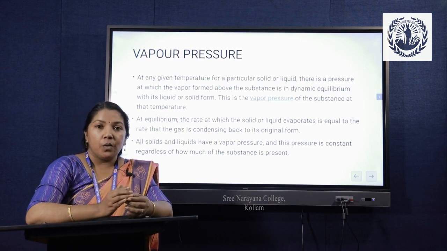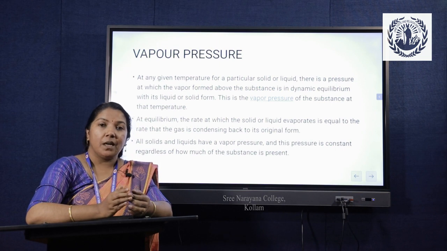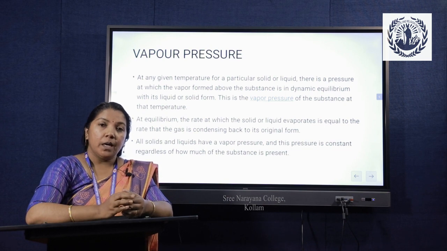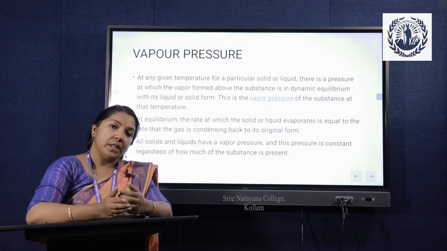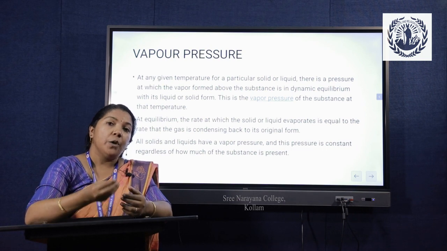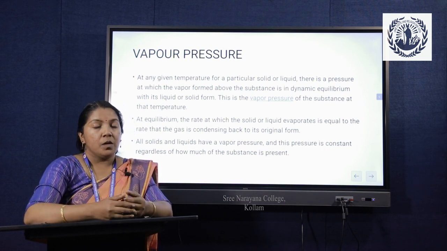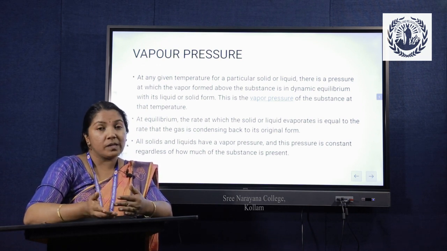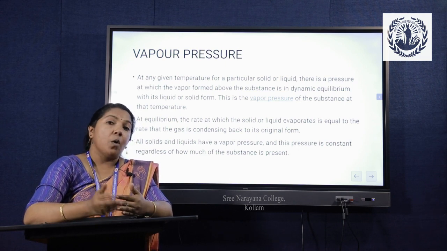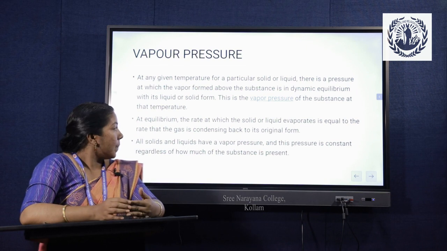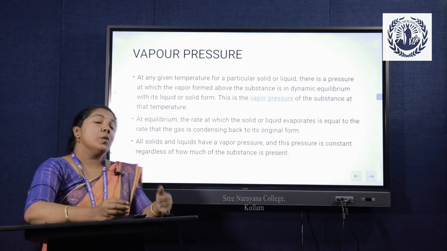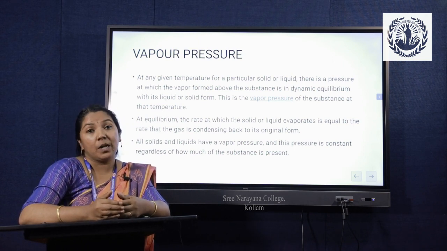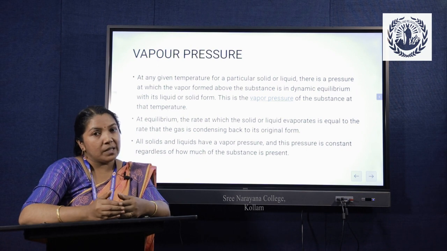Boiling point is the temperature at which vapor pressure becomes equal to atmospheric pressure. So if the vapor pressure of a solvent is higher, that means we need to apply only a small energy to make it equal to the atmospheric pressure. As the vapor pressure of ethanol is higher, the boiling point of ethanol will be lower than that of water. All solids and liquids have a vapor pressure, but the vapor pressure of solids is much less compared to that of liquids because their evaporation is less.